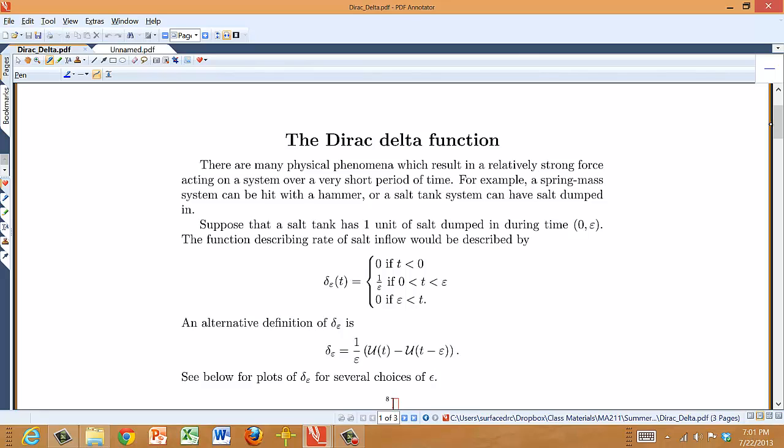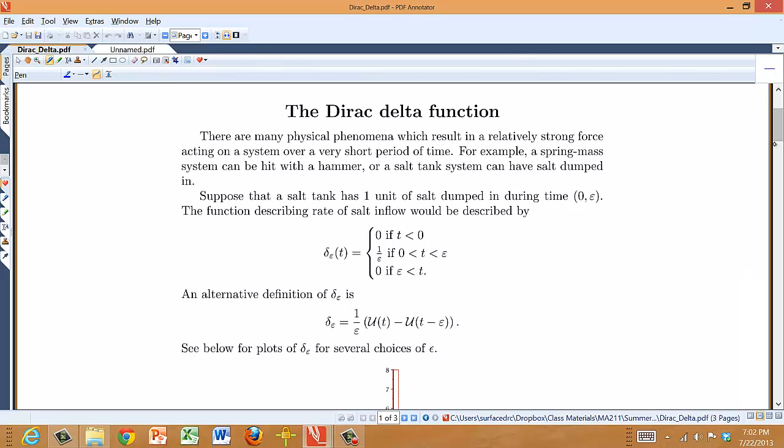Another example, and the one that I'm going to use here, is suppose I have a salt tank system, right? And I go ahead and add salt over a really, really short period of time. I basically dump the salt in, and I instantaneously add salt to my salt tank system. I'm going to, again, use a Dirac delta function to model that rate of salt flowing into the tank. So I want to think about what happens as I add 1 unit of salt to a salt tank, and I add it over shorter and shorter and shorter time periods.